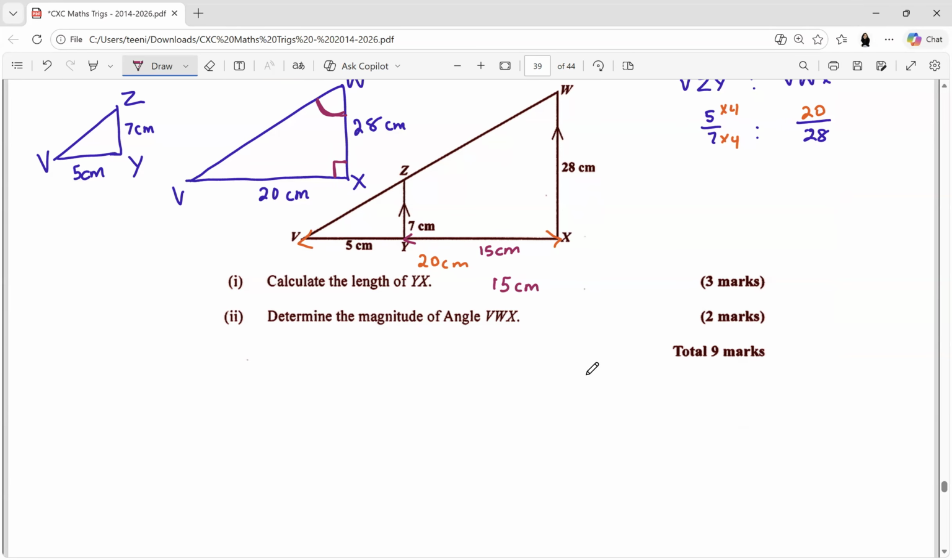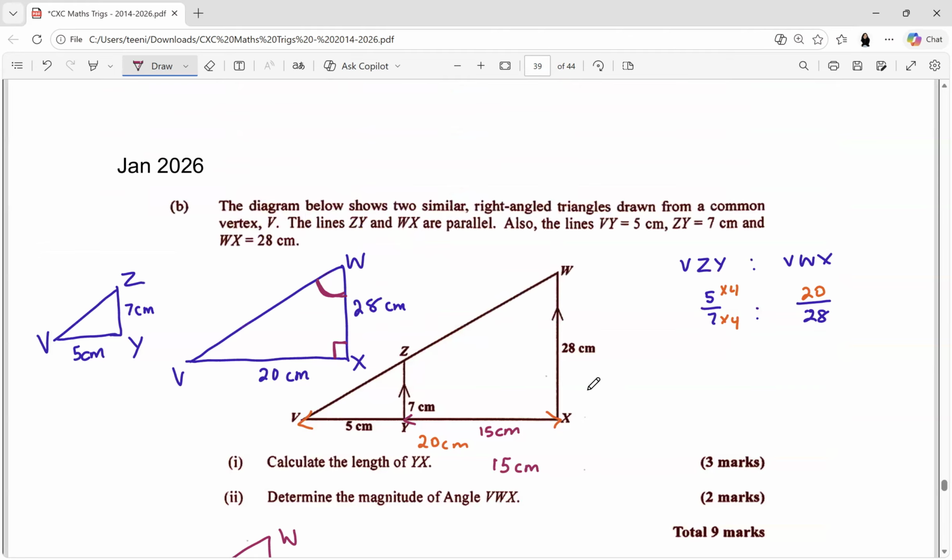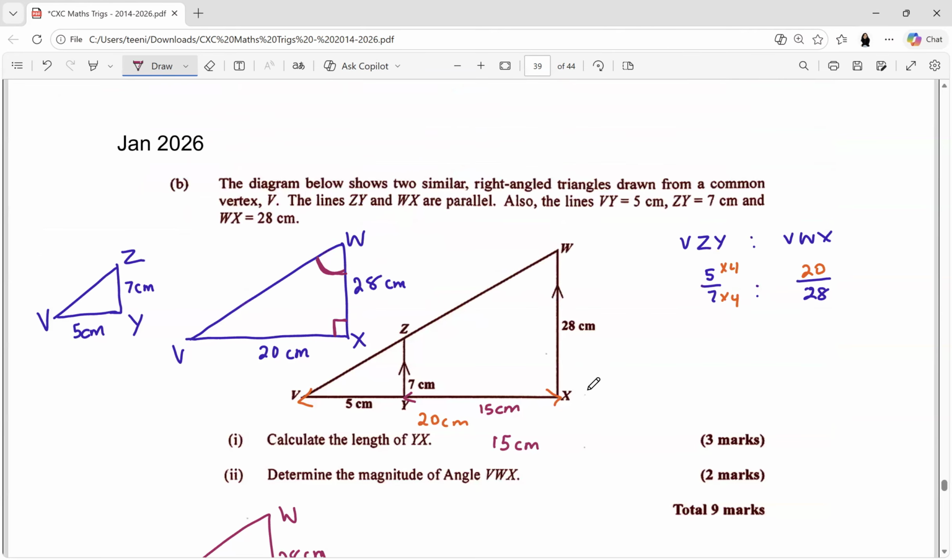Yeah? So in that triangle, this is triangle VWX. This is the right angle. You have your 28 centimeters here, and here is 20 centimeters. This is not drawn to scale, right? And they mentioned that, okay, it's not drawn to scale.